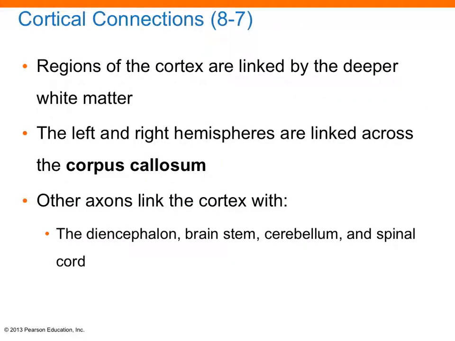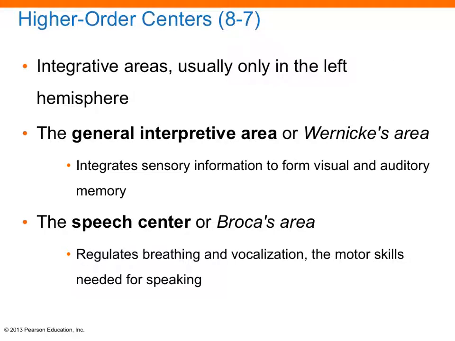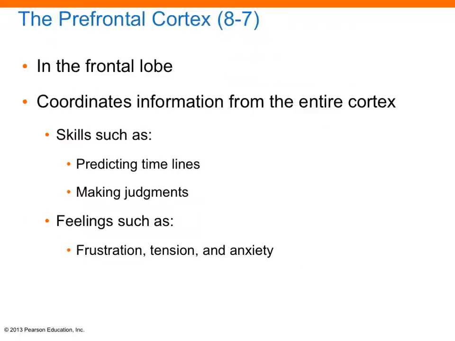Now, a few other things. The right and left hemispheres of the brain are linked by something called the corpus callosum. Now, there's a couple other areas that we need to know about, the higher order centers. The general interpretive area is called Wernicke's area, and that integrates sensory information to form visual and auditory memory. And Broca's area, or speech center, regulates breathing, vocalization, and the motor skills needed for speaking.